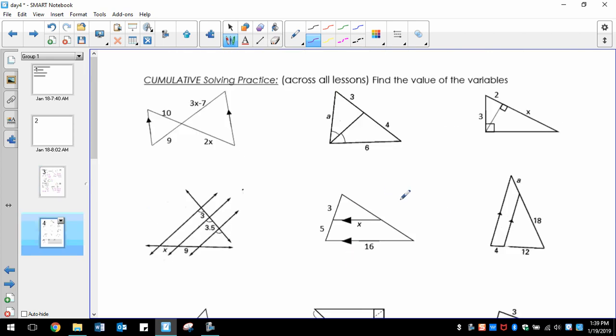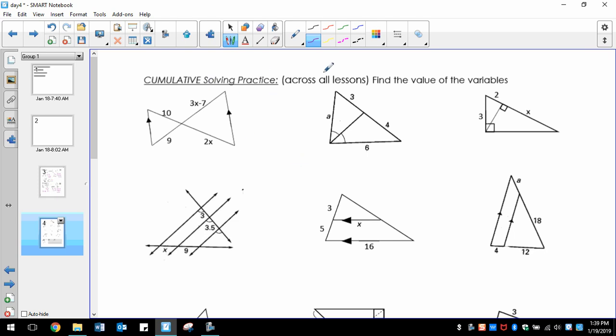Alright, this last page of the notes here, this is our cumulative solving practice. I didn't just put a bunch of practice of side splitter and angle bisector here, because on the test, all the solving questions are going to be jumbled together. So I want to make sure that you guys are capable of looking at a question and knowing what strategy to use to solve. So this is a cumulative review.